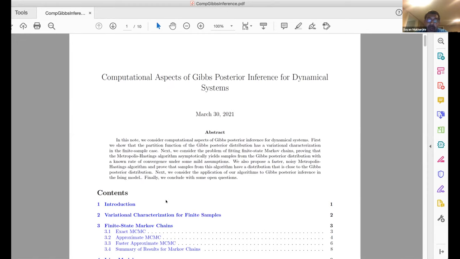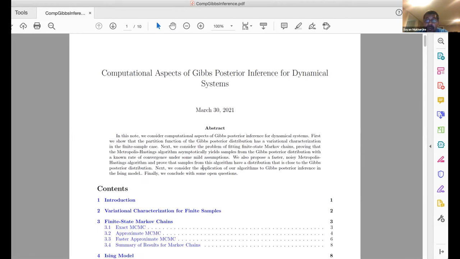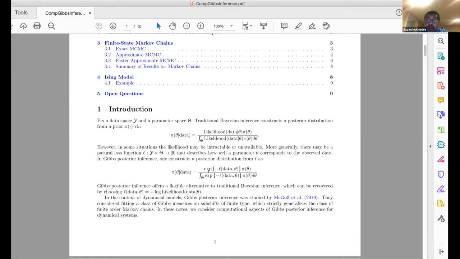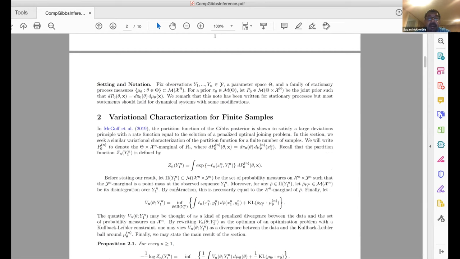You see me saying something about Gibbs posterior? Think about this as your likelihood. This is our Gibbs posterior inference. And if you remember earlier in the talk, I said that you can think of this Gibbs posterior as a variational problem over joinings. So now I'm going to ask a question: can I actually implement it? Can I come up with an algorithm that's going to give me posterior samples of this Gibbs posterior over joinings? Now let's talk about it a little bit more.